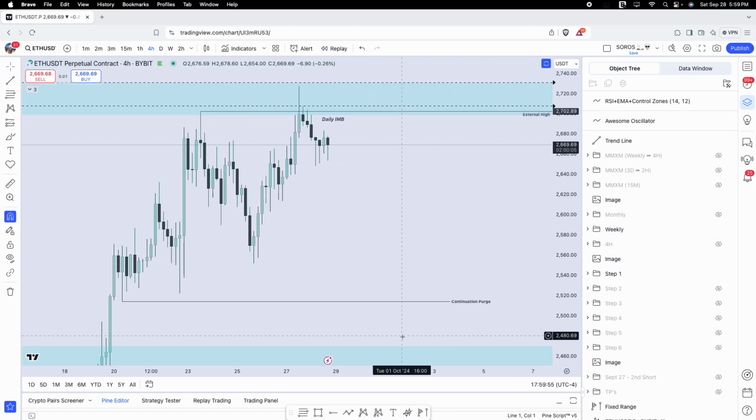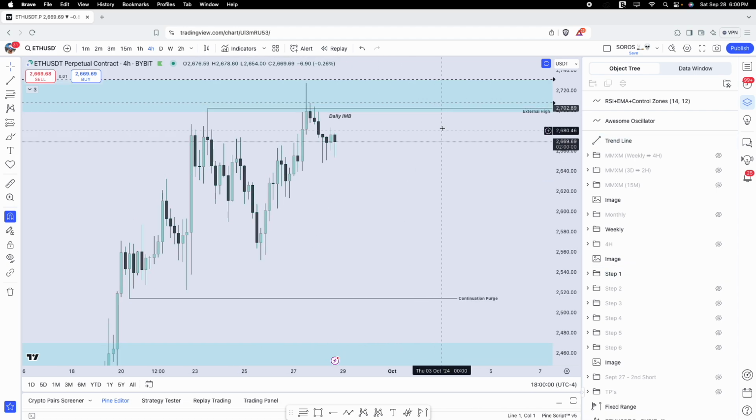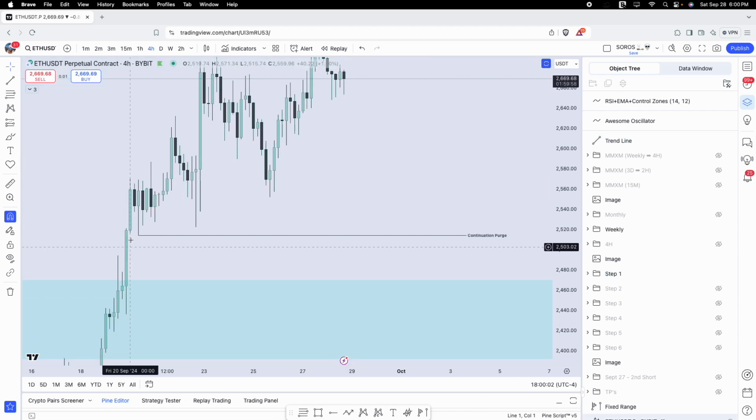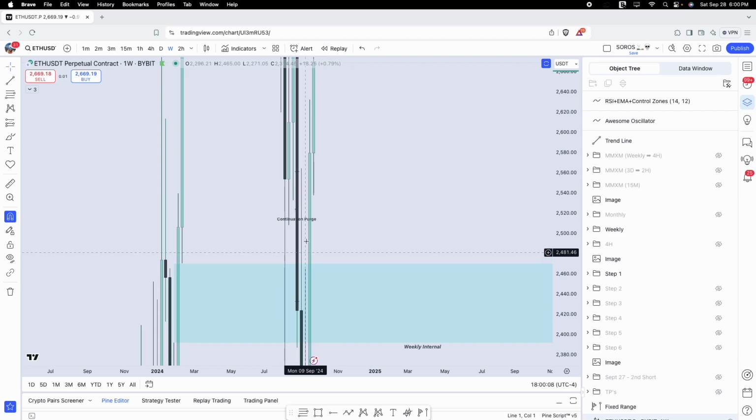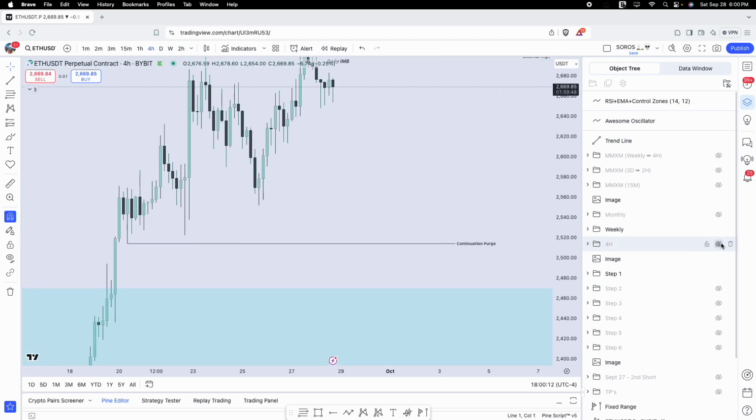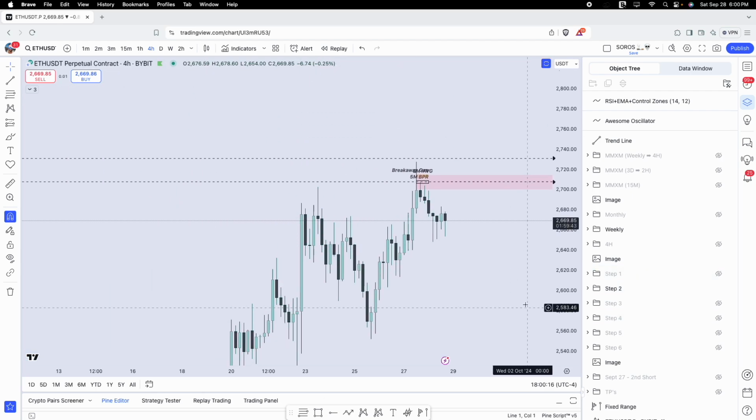So step one, my bias is down here. After we hit this high time frame key level, I'm looking to draw into this 4-hour imbalance right here, or this weekly imbalance right here. They're both pretty much in the same range. So step two is the top of the fractal.